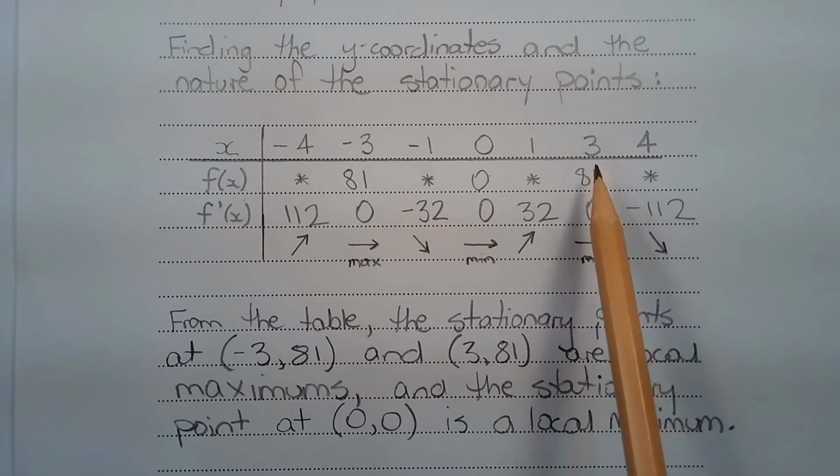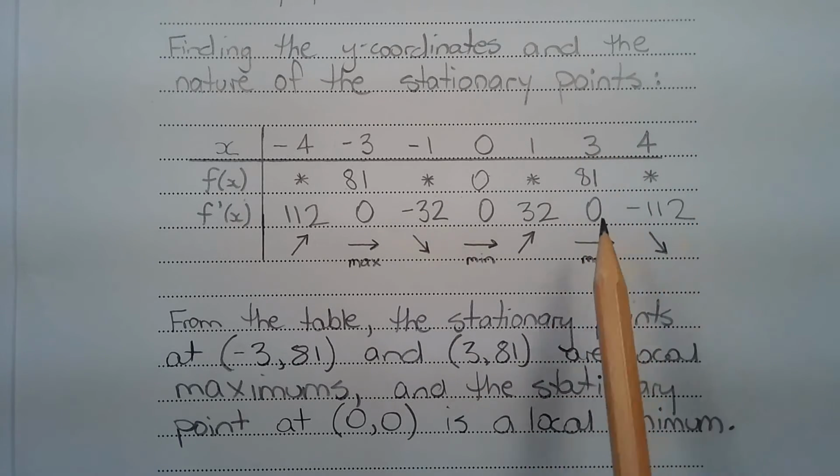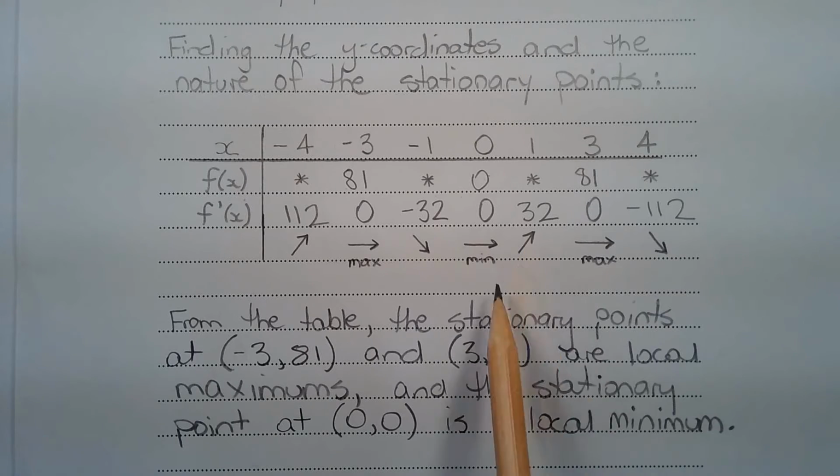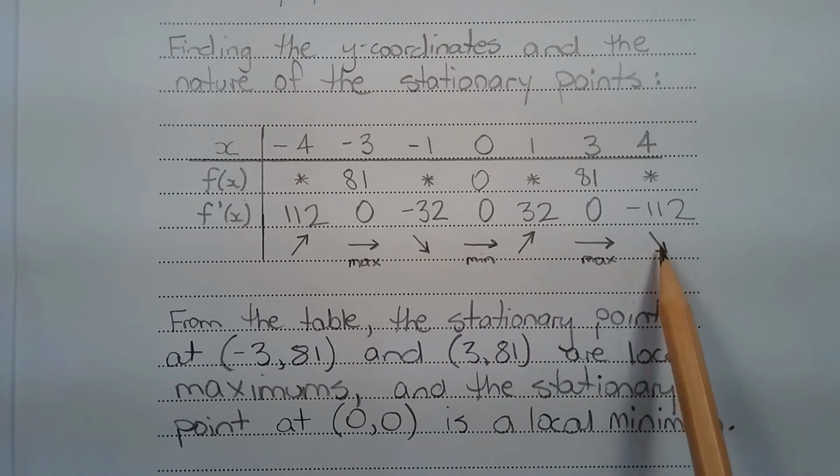And at x equals positive 3, this represents a local maximum because the gradient on its left is positive and the gradient on its right is negative. So from the table, the stationary points at (negative 3, 81) and (3, 81) are local maximums, and the stationary point at (0, 0) is a local minimum.